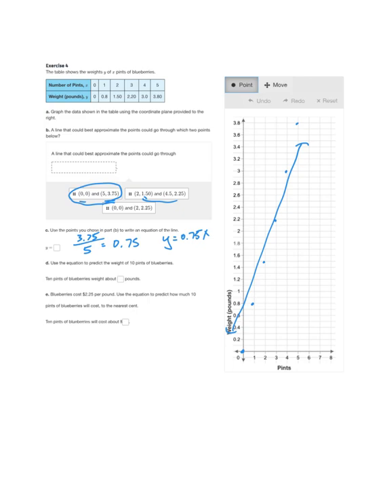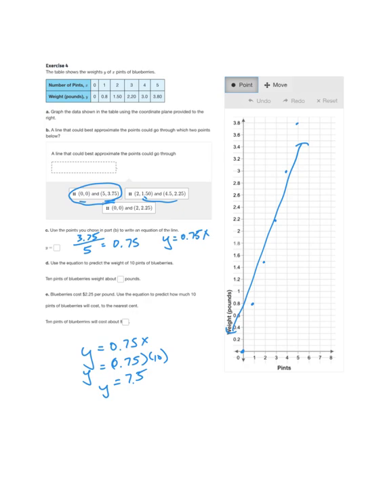So pints is x, so when we have y equals 0.75x, we're going to substitute 10 in place of x, and we get y equals 7.5. So that would be about 7.5 pounds.